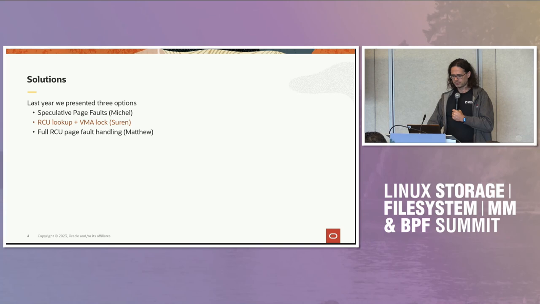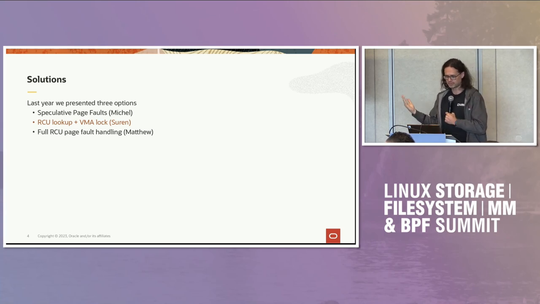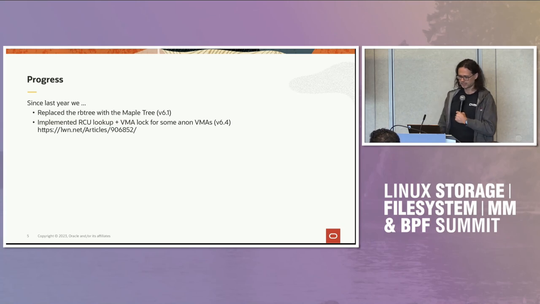So last year we presented three options to look at. Michel presented speculative page faults. Suren presented RCU lookup and VMA lock, which is what we actually ended up doing. And I presented full RCU page fault handling, and everyone said, "Oh my God, that is far too scary. We're not going to do that." So here I am talking about what Suren has done.